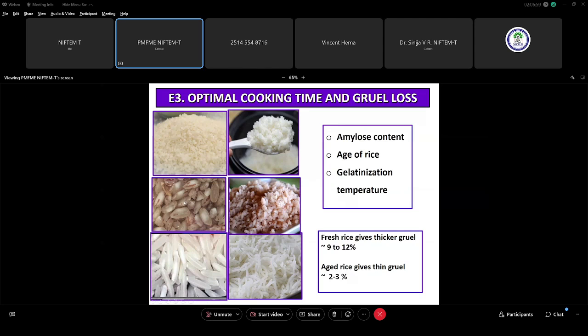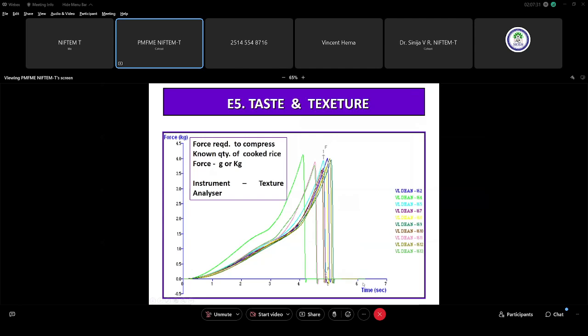Optimal cooking time is very important to know how long it will take for cooking. Raw rice takes 13 to 18 minutes and parboiled rice takes normally up to 28 minutes in open cooking. And if it is kernel rice, it takes even 60 or 90 minutes for completion of cooking. Then regarding gruel loss, fresh rice gives 9 to 12% of gruel loss, and aged rice gives only 2 to 3% of gruel loss.